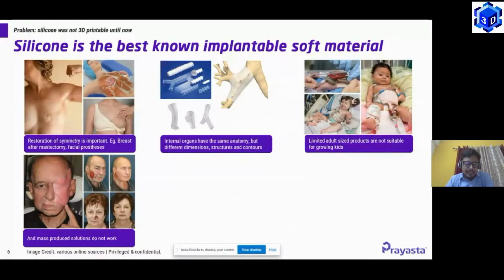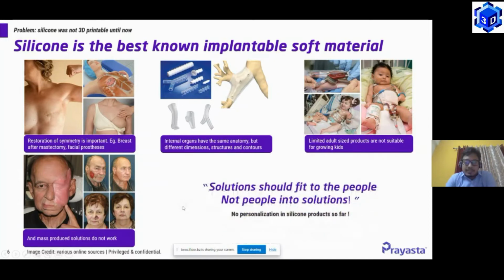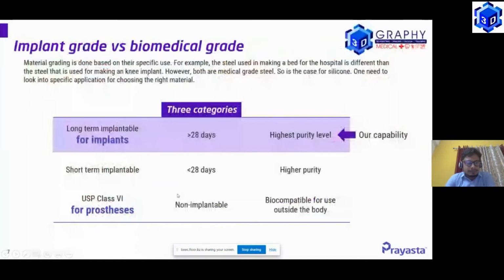So kids, when they need such kind of solutions, they may be at any stage, or maybe at any age there, and that is why they can be of any size as well. And again, such solutions which are only coming in standard size do not help these small patients. So definitely our motto there has become that solutions should fit to the people rather than people fitting into the solution, and that is with what motivation Prayasta has been doing its work.